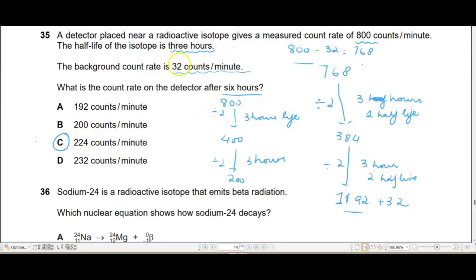Okay, so if you don't take it out first and add it later, you are not going to get the right answer. So whenever you are shown a certain count rate due to a radioactive isotope and you are given the background count rate, the first step is to take this background count rate out of this count rate, and then do the half-life calculation, and then when you have the answer, add it back as well. This is the third step. Then only you are going to get the correct answer.